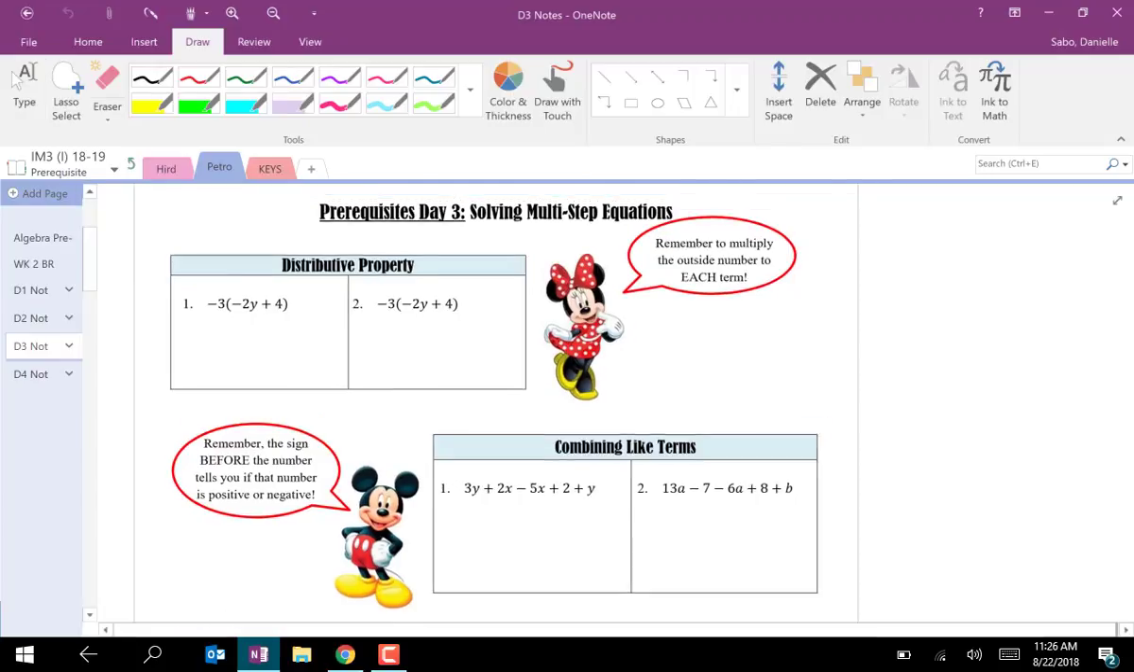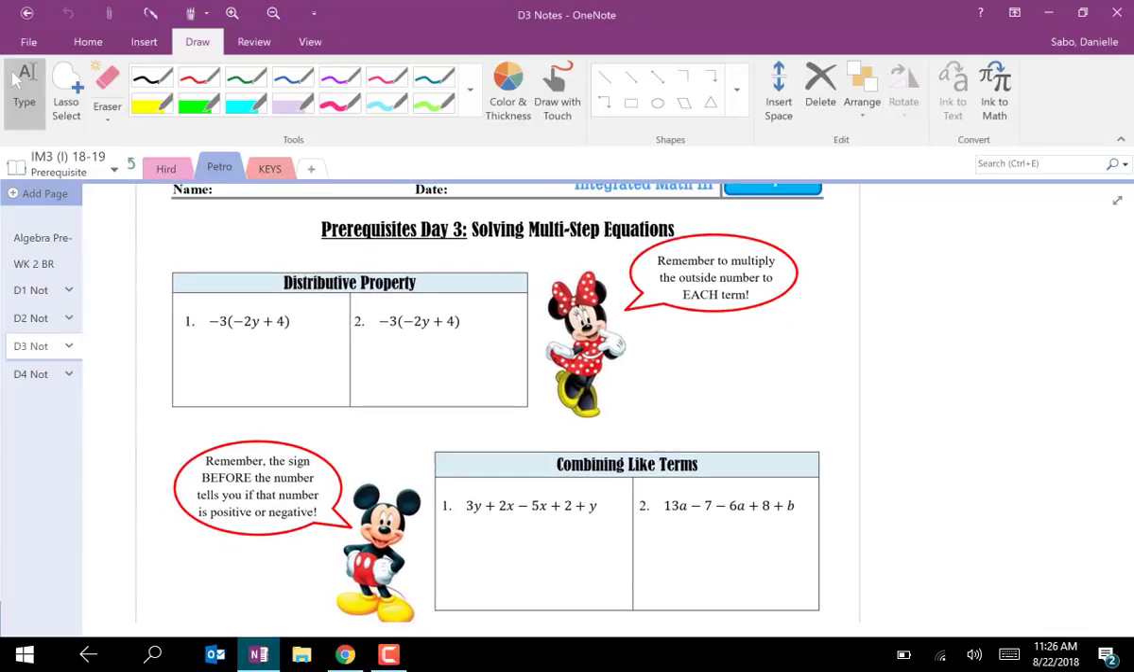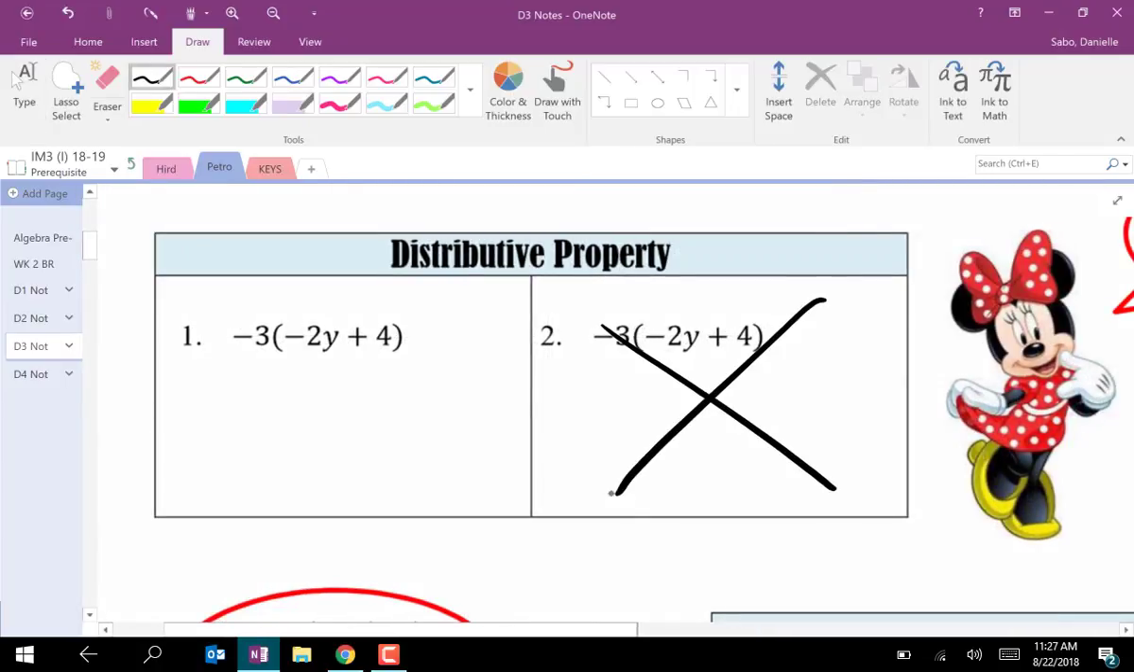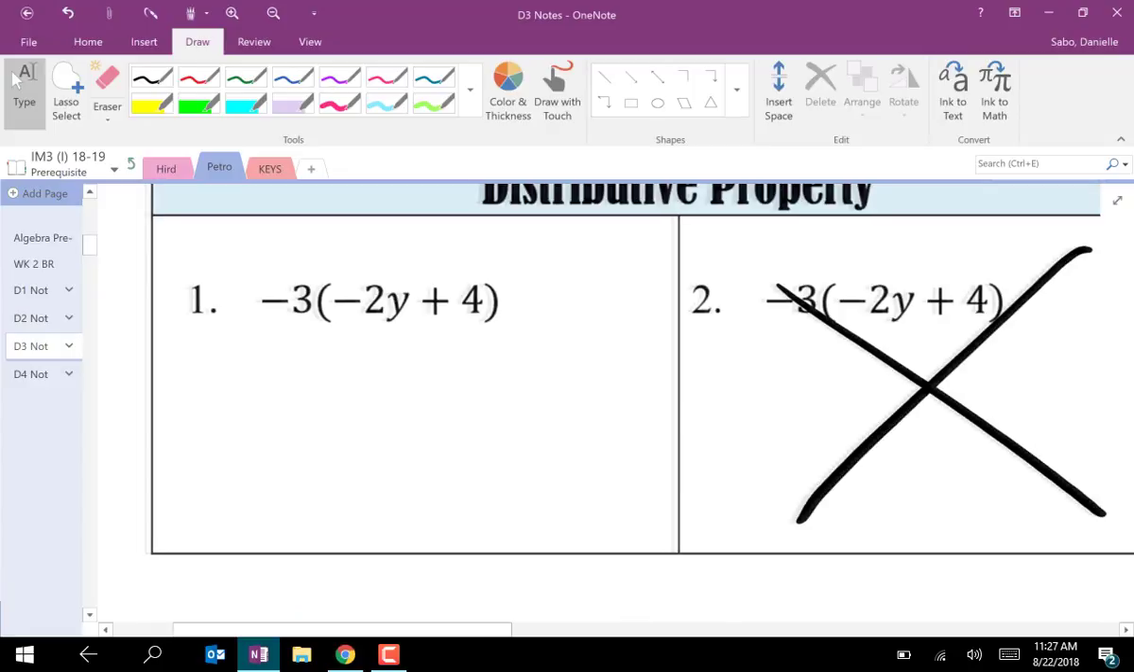Okay? So this is solving multi-step equations. So we're going to do a little bit of a quick recalling review before we get into it, because before we actually start seeing equal signs, I want to make sure that you guys remember how to distribute. For some reason, I put the same exact one on here, so we're only going to do number 1. But Minnie Mouse is saying to remember to multiply the outside number to every term that's inside the parentheses. So 1 and 2 are the same, so I'm just going to cross off 2.